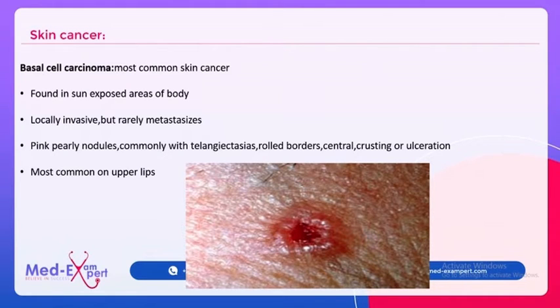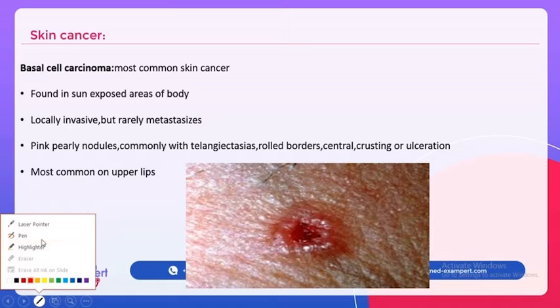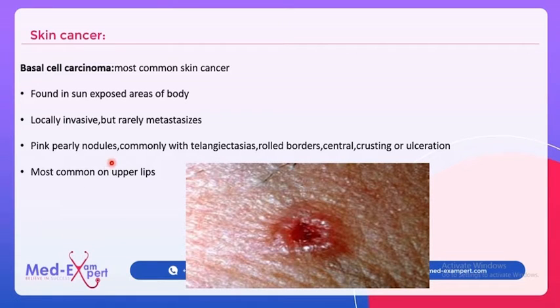Now, what are the pathognomonic features of this? It is pink, pearly nodules, commonly with telangiectasias. Pink pearly nodules often come in the exam. You should remember this: wherever you see these pink pearly nodules, they are pathognomonic of basal cell carcinoma. Telangiectasias means an abnormality of vessels, because of which the lesion looks reddish in color.